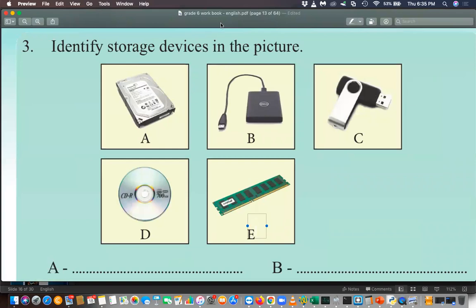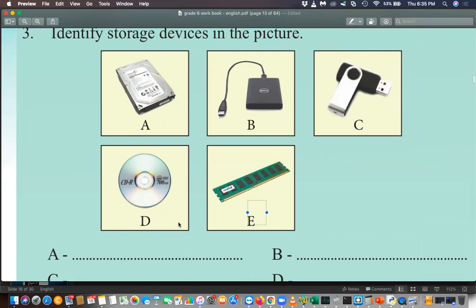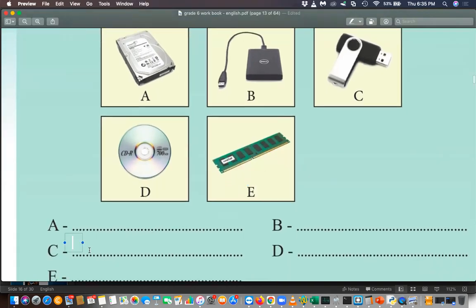Yes? What is this? Pen drive. Pen drive, you know that. So that is pen drive. Okay, what is this? This D is, we know, it is CD, compact disc. Why is it CD? You can see the CDR written here.